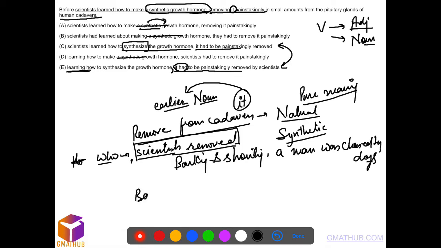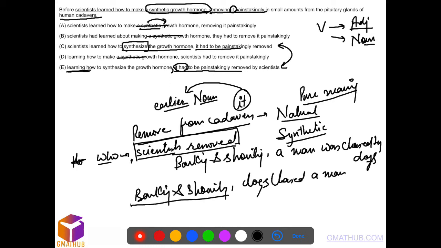Versus barking and shouting. Dogs chased a man. So barking and shouting. Who is barking and shouting? The dogs. So dogs chased a man is the right usage. Similarly, it had to be painstakingly removed is not preferred. It's not the right usage. This is the right usage.